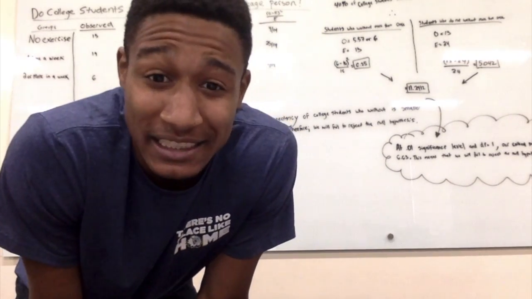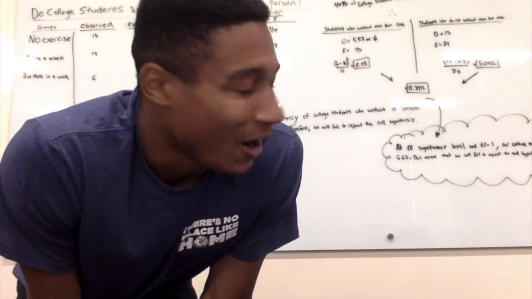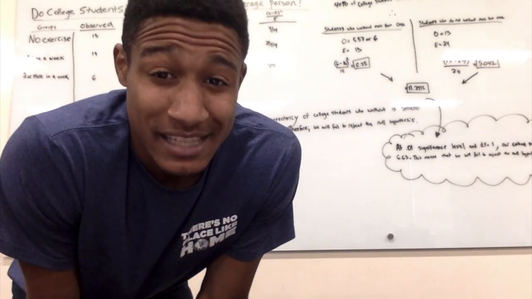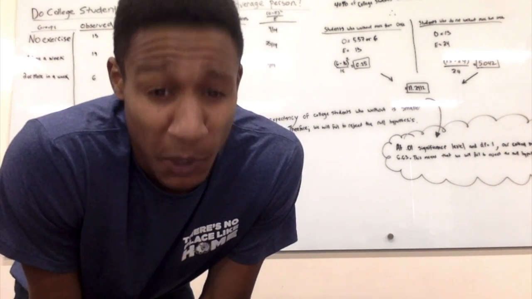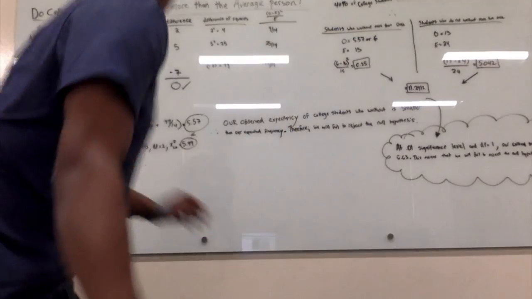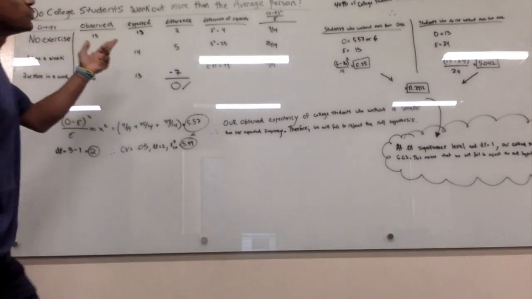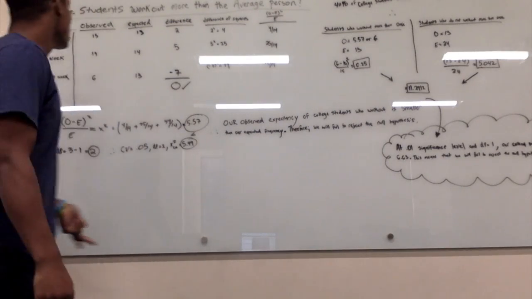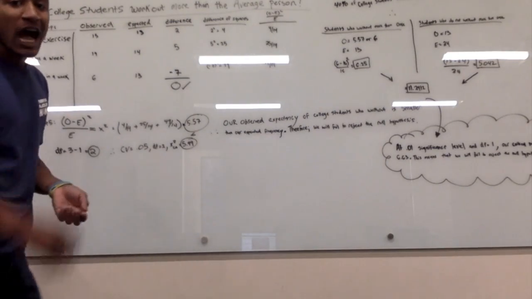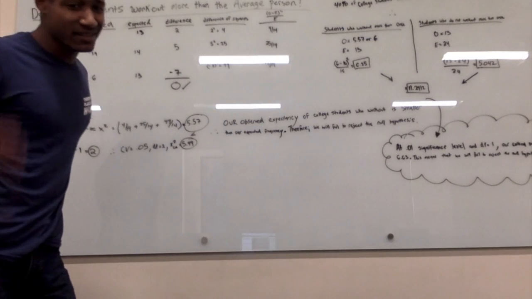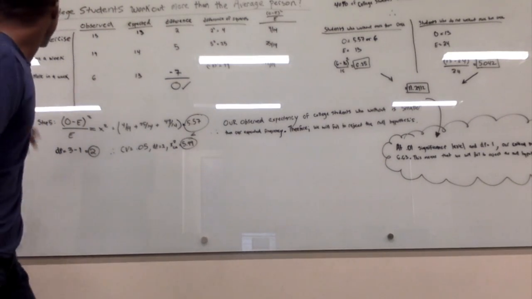I am super excited to talk about this one. We're going to be talking about college students and the frequency at which they work out. So let's get right to it. Our main question here first is, do college students work out more than the average person? So we're going to use a chi-square goodness of fit test to be able to calculate that.